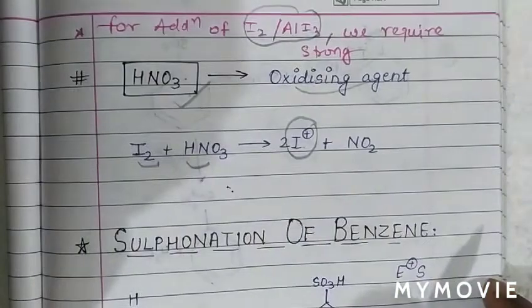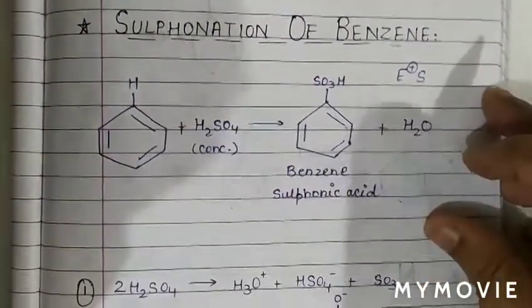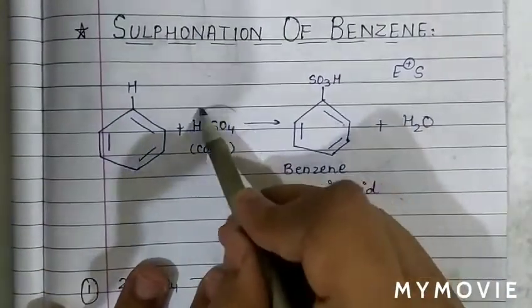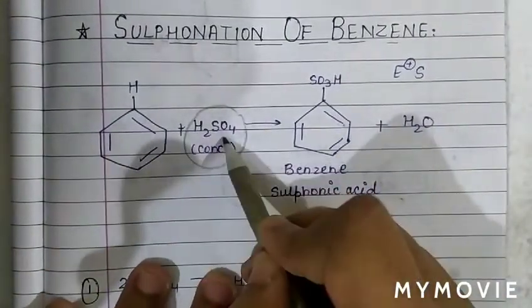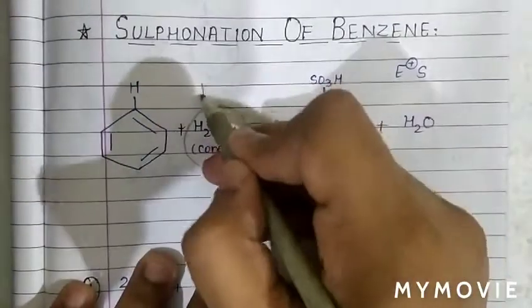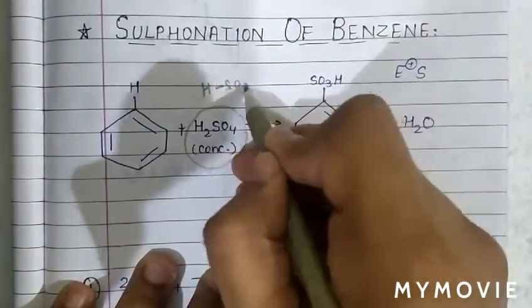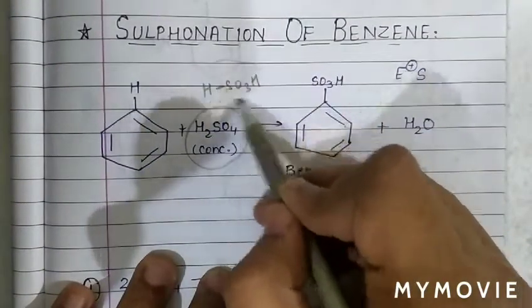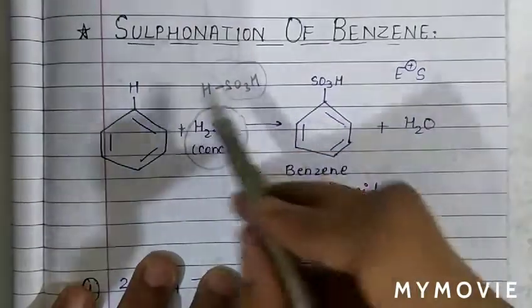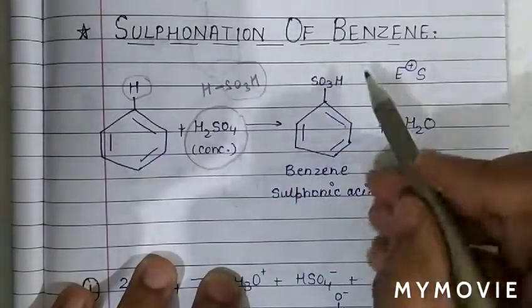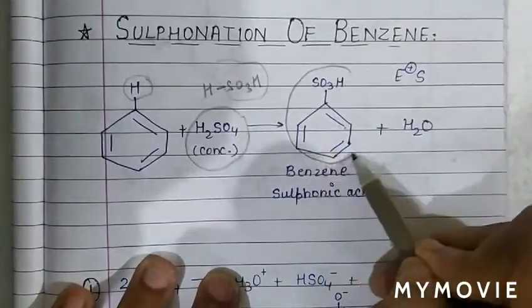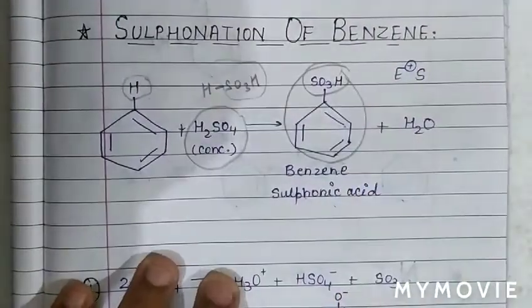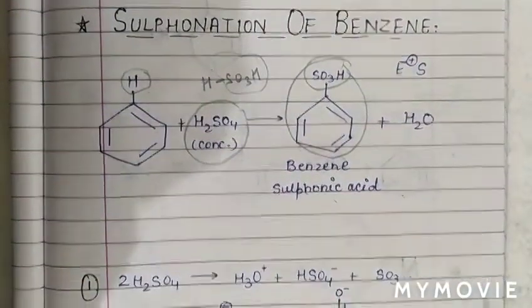Now we will discuss the sulfonation of benzene. In sulfonation of benzene, benzene reacts with concentrated H2SO4, which has two parts, one is H and one is SO3H. This SO3H will attack in place of hydrogen. This acid we call benzene sulfonic acid, because the sulfonic part attacks the benzene. Now we will see the mechanism of this reaction.